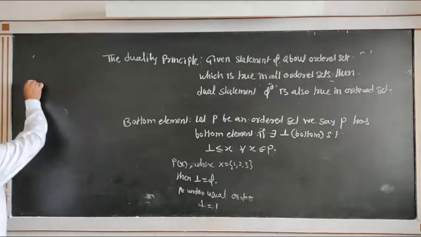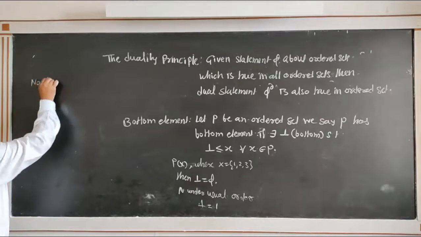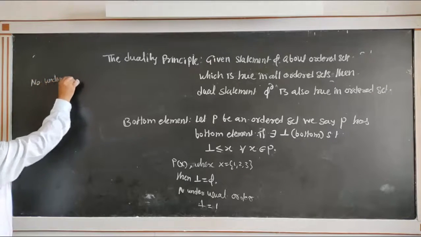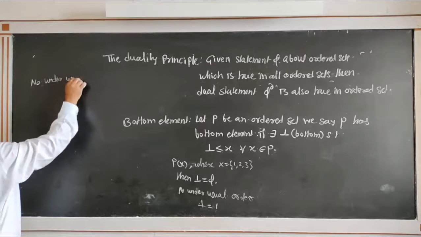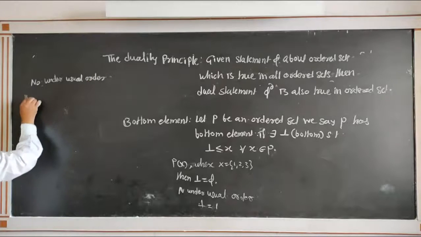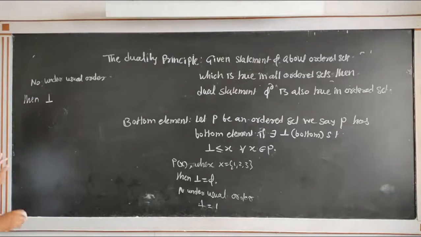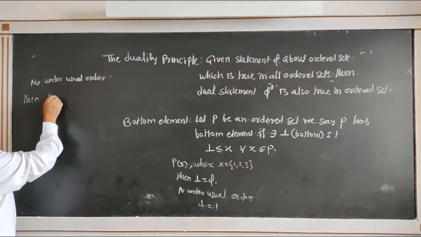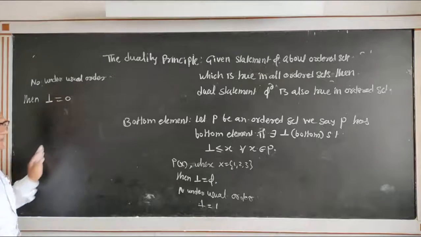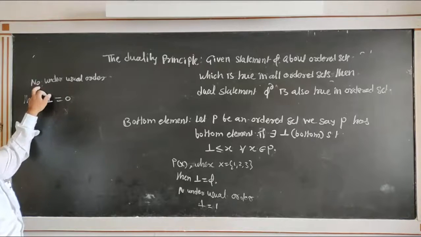If you take N0 under the usual order, then bottom is equal to 0. Here 0 is related to every element of N0.